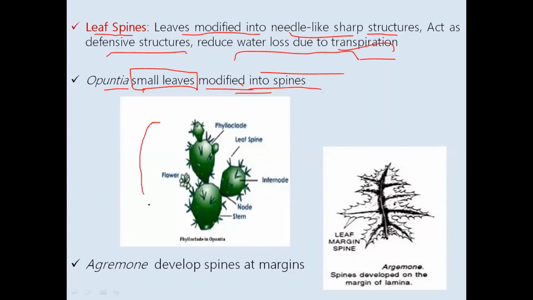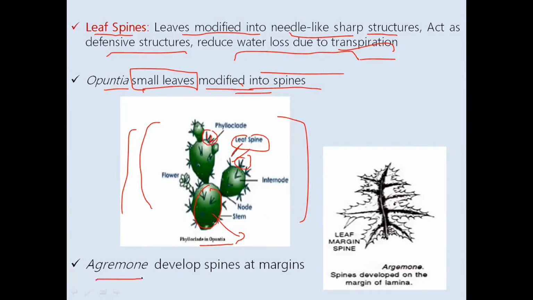You can see here, this is the example of Opuntia. So this big green flat structure is known as cladode. It is a modified stem, and this stem contains small leaves. You can see here, and these leaves are modified into spines. Sorry, these are leaf spines. So the function of these leaf spines is defensive, and also they reduce water loss in the plant.